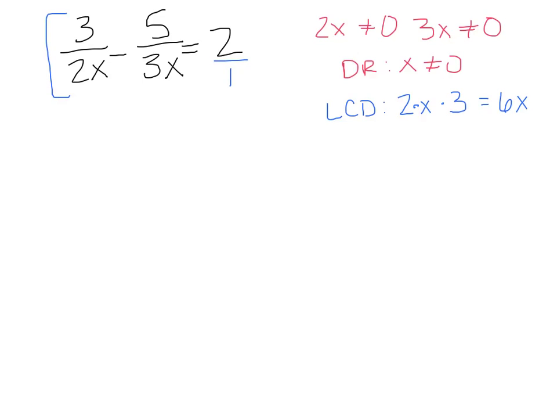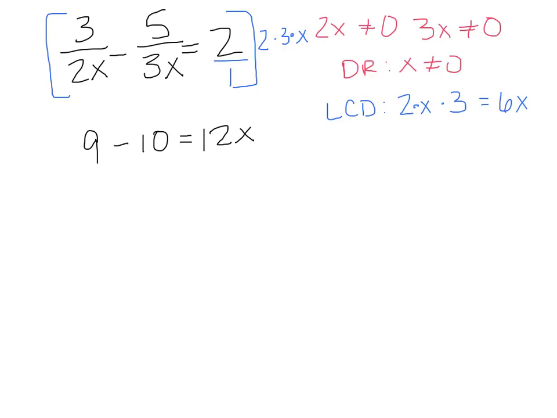I'm going to keep it in factored form so I can see what's going to cancel. 2 times 3 times x. So when I multiply the first fraction, the 2's will cancel, the x will cancel, and I'll be left with 3. So my numerator is going to become 3 times 3, which is 9. When I multiply the second fraction, the 3's cancel and the x cancels. So I'm left with 2 times 5, which is 10. And in the third fraction, I don't have anything to cancel out. So I'm left with 2 times 2 times 3 times x, which ends up being 12x.